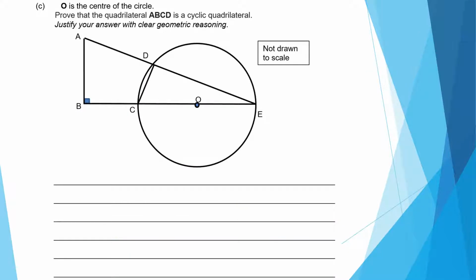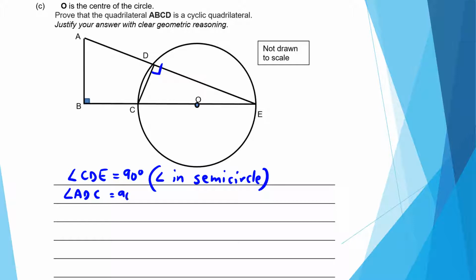Prove that the quadrilateral ABCD is a cyclic quadrilateral. Let's start by finding out what we do know. I know that angle CDE equals 90 degrees. That's that one in there. And we need to give reasons as well. It's what we call an angle in a semicircle, and that's because CE is a diameter. Angle in a semicircle. So I now know that angle ADC is 90 degrees because of angles on a line.